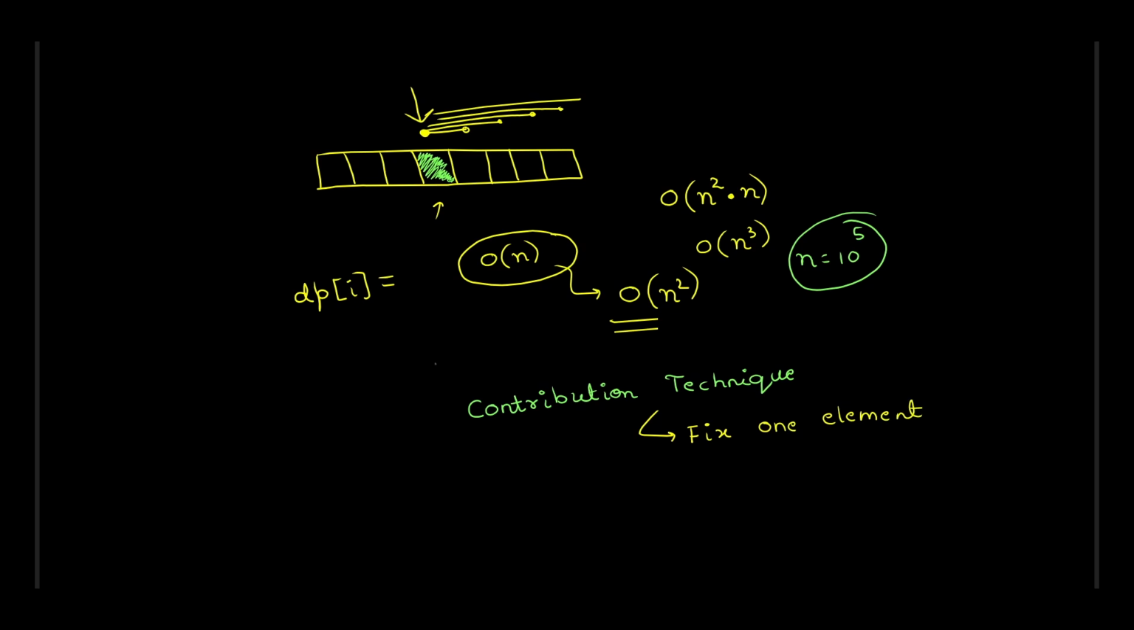And suppose you are fixing this element and you ask the question, how many subarrays are there where the bitwise OR of that subarray is equal to this particular element? Okay, so first of all, how many subarrays are there in which this particular element is already present?